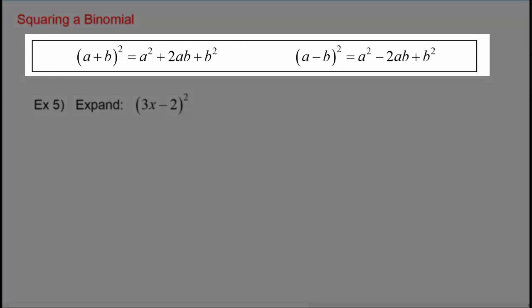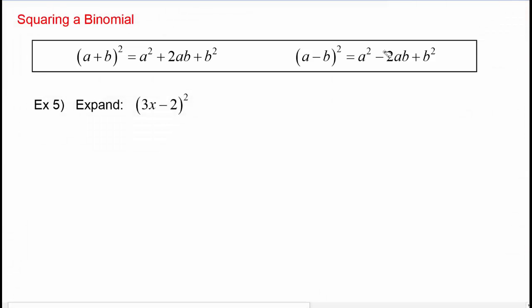Next, we review the rules for squaring a binomial. And you notice that the only difference between the quantity a plus b squared and the quantity a minus b squared is adding the middle term or subtracting the middle term.